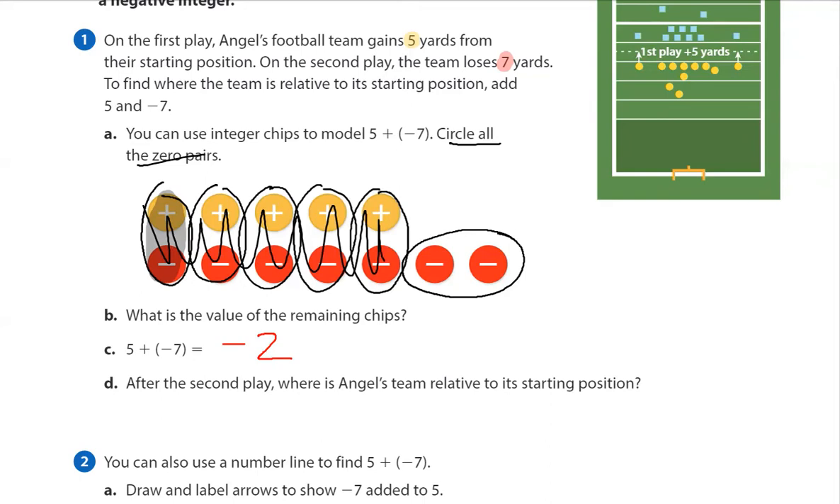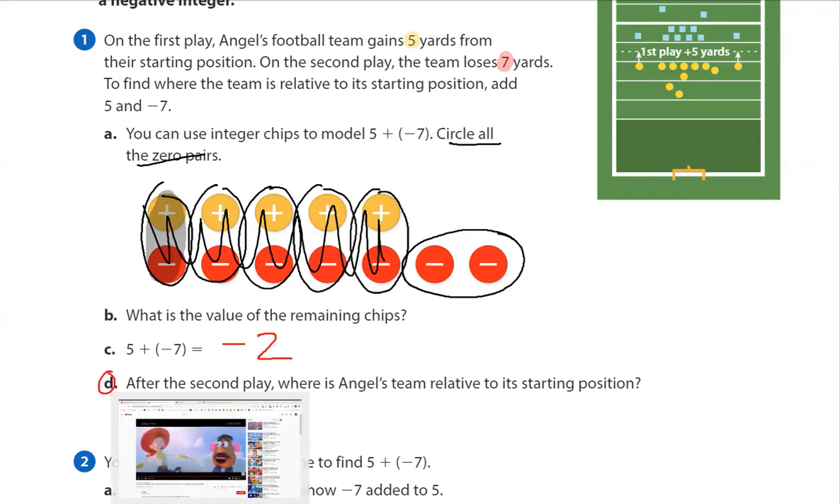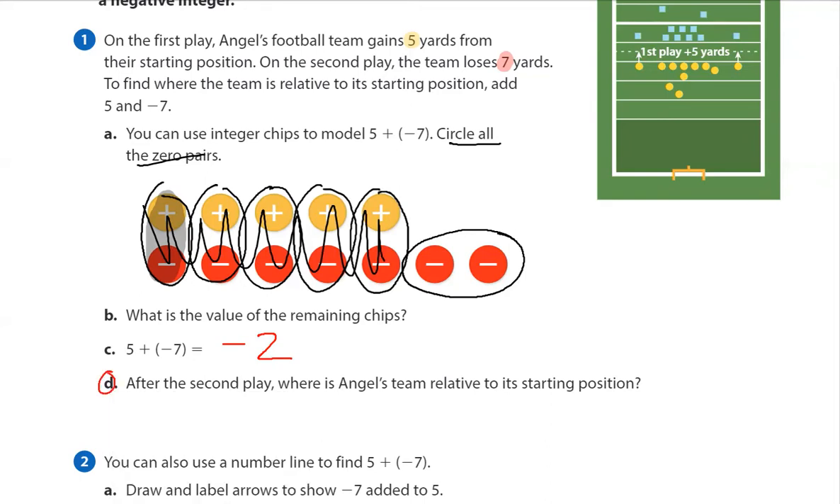After the second play, D right here says, after the second play, where is Angels team relative to its starting position? They are back by 2 yards. They're 2 yards down from where they were.